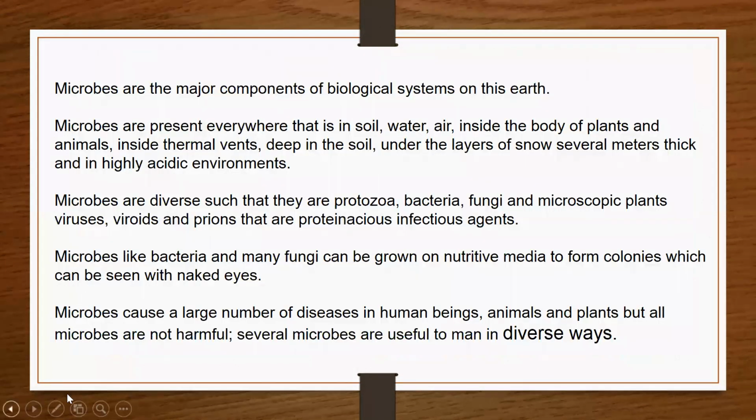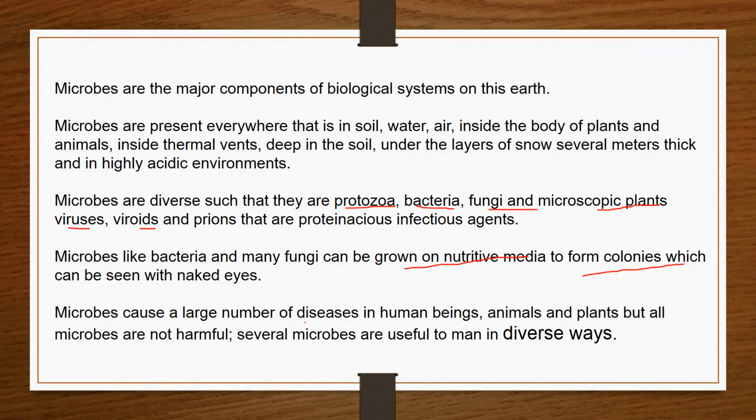We all know that microbes are the components of the biological system on the earth. Microbes are present everywhere: in the soil, in water, inside the body of plants and animals, in thermal vents. Everywhere you can find microbes. Microbes are diverse. They belong to protozoa, bacteria, fungi. They are present in plants. Microscopic plants are also there, viruses, viroids, and many others. Microbes like bacteria and fungi can be grown on nutritive media to form colonies, and we can see them also with our naked eye.